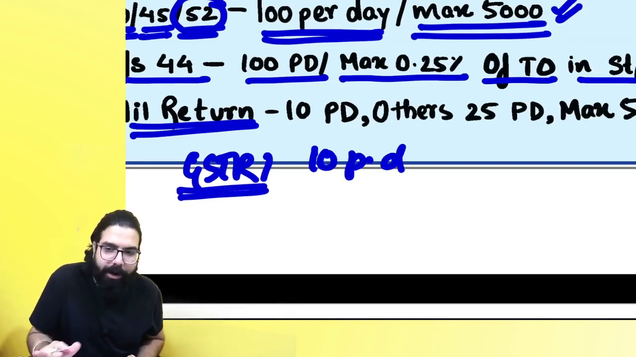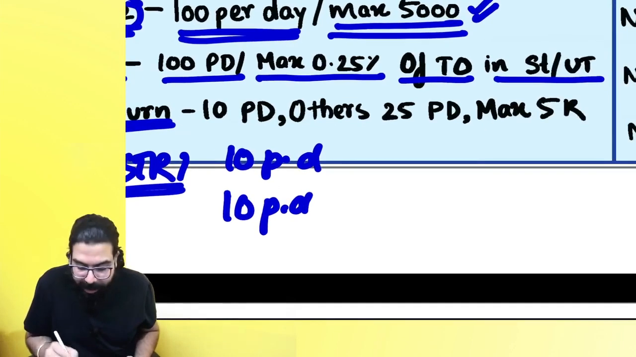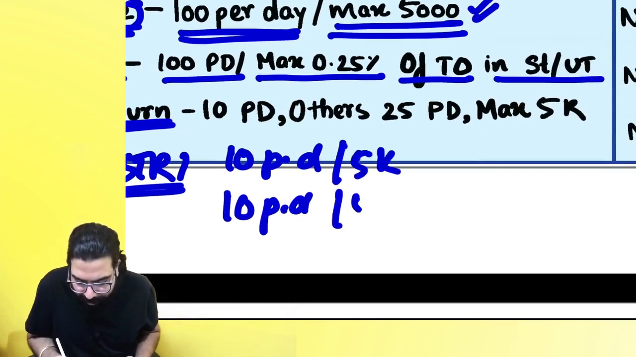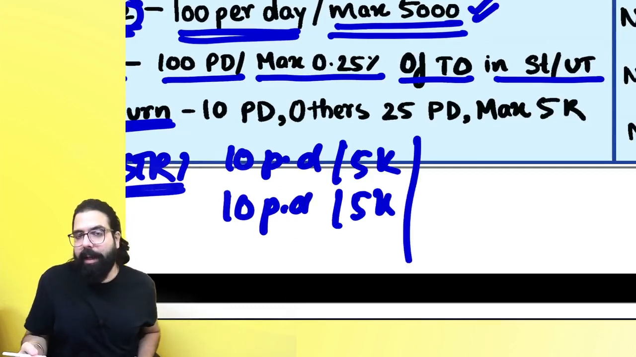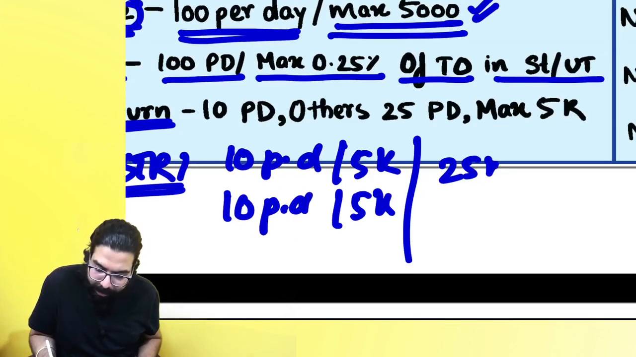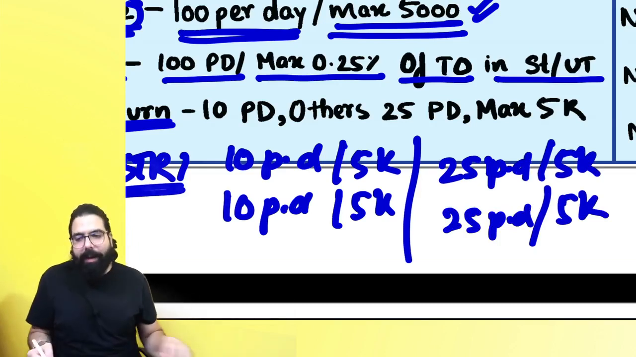Sir, it is no more 100 rupees, it is 10 rupees per day under CGST Act, 10 rupees per day under SGST Act, and the maximum will be 5,000. Okay, sir, if it is not nil return, other than nil return, then 25 rupees per day, up to a maximum of 5,000 rupees. Then people went ahead and cried again.